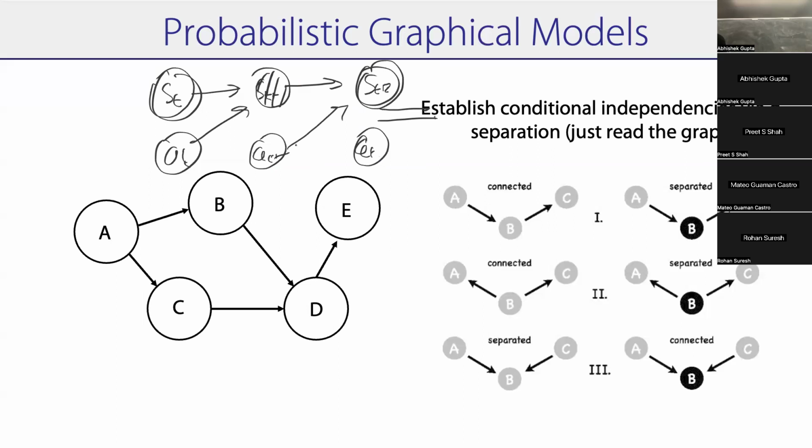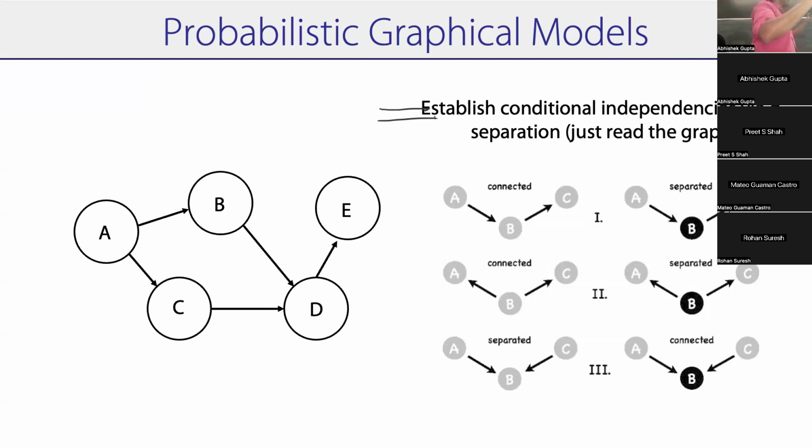And so we won't get too far into that, but it's an easy way to read conditional independencies off of your graph. Right? Okay, so the point of the probabilistic graphical model is it just lets you establish conditional independencies. How does this connect to everything else?